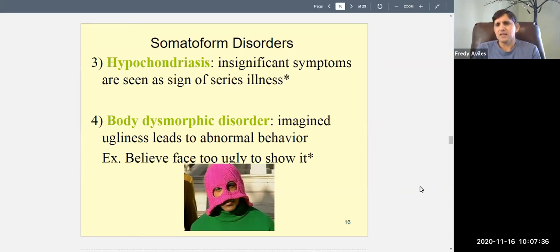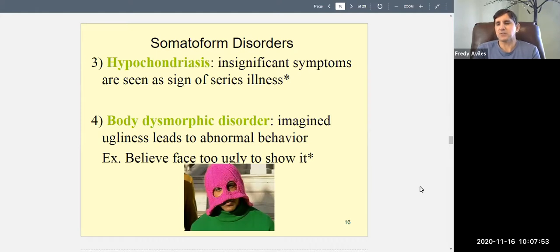Body dysmorphic disorder is different, and this one stands out. It's different and interesting. You're not going to get this one confused with the other ones. Body dysmorphic disorder is when they believe that there's something about their body or something about them that is so abnormal, so ugly that they have to hide it. So it has to do with the body. Body, and then dys means bad, morph means shape.